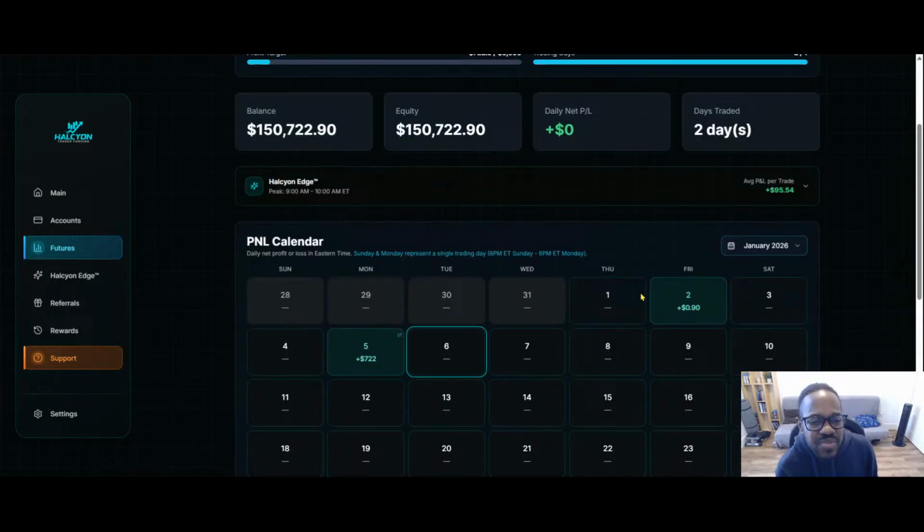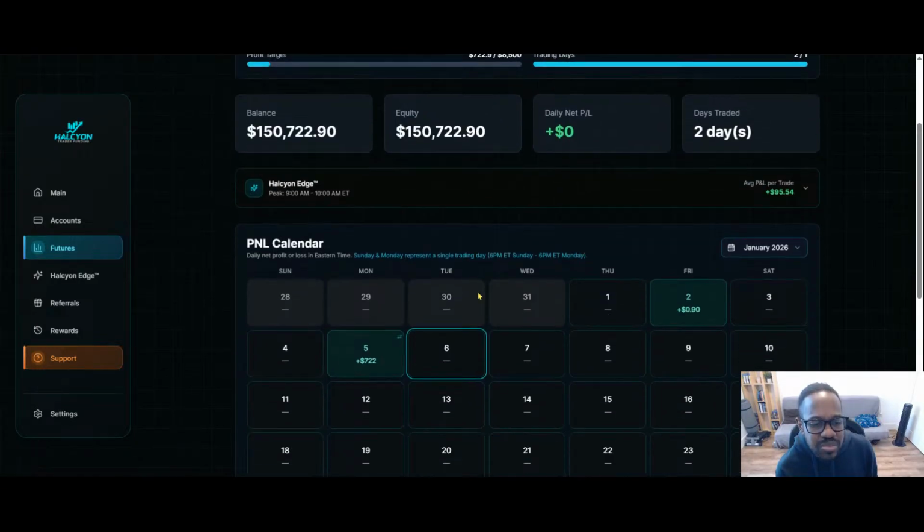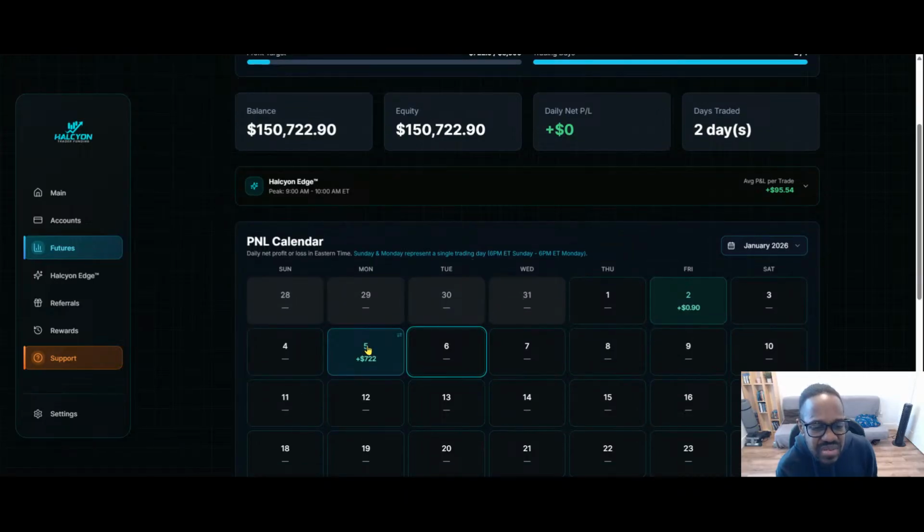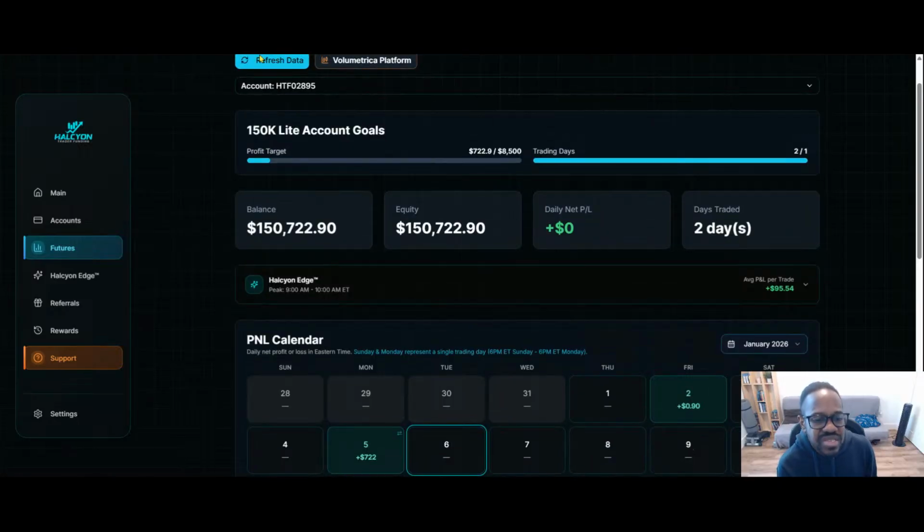So if you remember, yesterday we made some profit, $722 yesterday, and this is today's date. I started this account on Friday, just took a position to activate my account, and basically for now we're in profit overall after 2 days of trading. All right, so that is awesome.